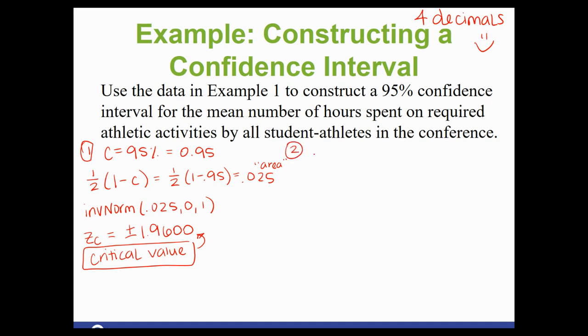Step 2 is your margin of error. So that's your E formula. We're going to plug in the positive version of your critical value. You always plug in the positive, times the standard deviation, which was 2.4 for that data set, divided by the square root of your sample size, 40. When you multiply, and again, 4 decimals, 0.7438. That is your margin of error.